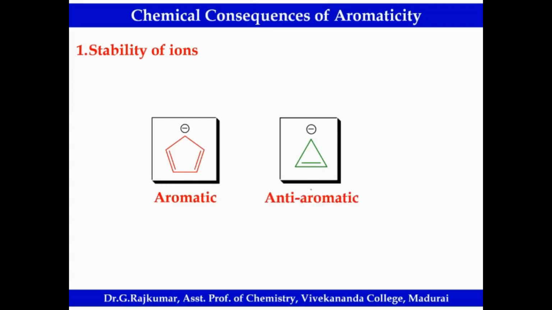So we saw stability: aromatic compounds are more stable, anti-aromatic compounds are least stable. Am I right? In the stability order. Hence, aromatic compound is more stable. This ion, cyclopentadienyl anion, is more stable. Okay.